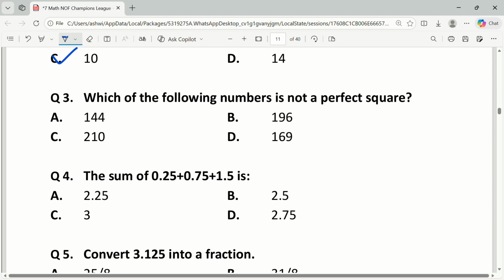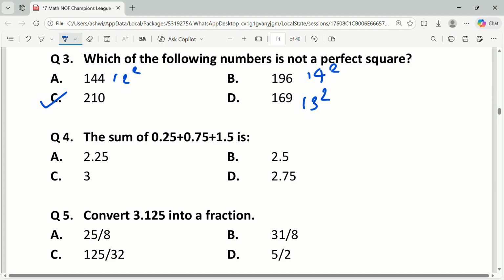Which of the following numbers is not a perfect square? A perfect square is an integer that is the square of another integer. 144 is 12 squared. 169 is 13 squared. 210 is not the square of an integer, and 196 is 14 squared. So the answer is 210, C.